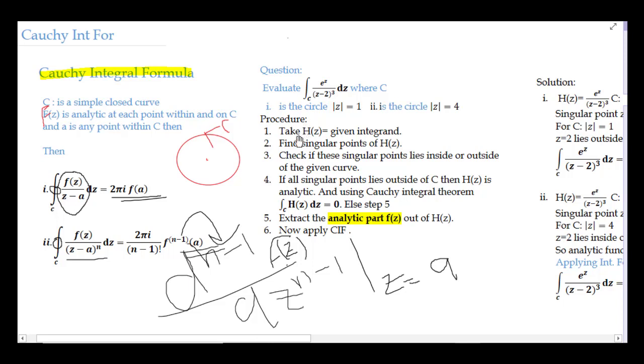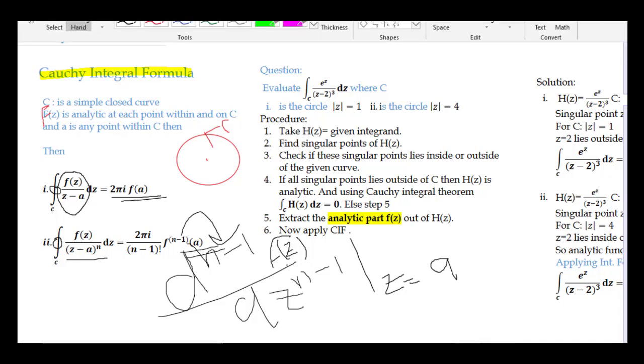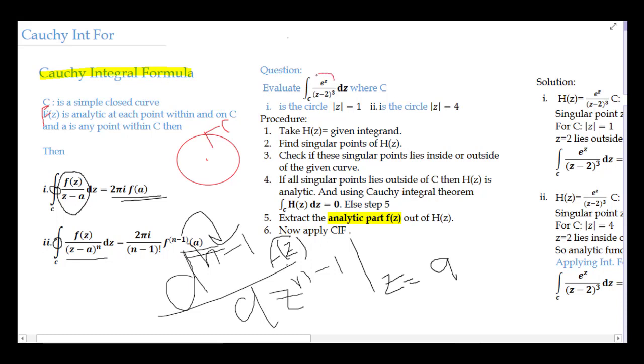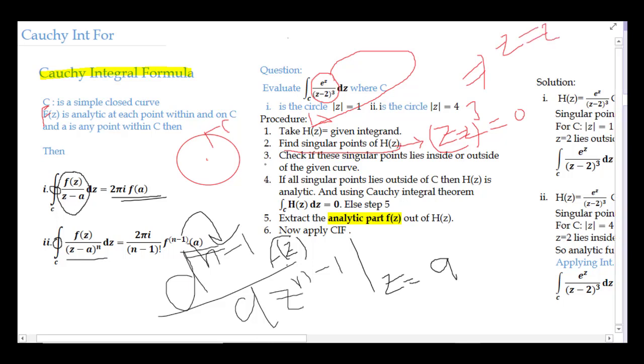Step first, take H(z) as the given integrand. Whatever is given to you, take this as capital H(z). Then find the singular point of capital H(z). How to find it? Put the denominator equal to 0. In this case, (z minus 2) whole cube equal to 0. So this implies z equal to 2 is my singular point.